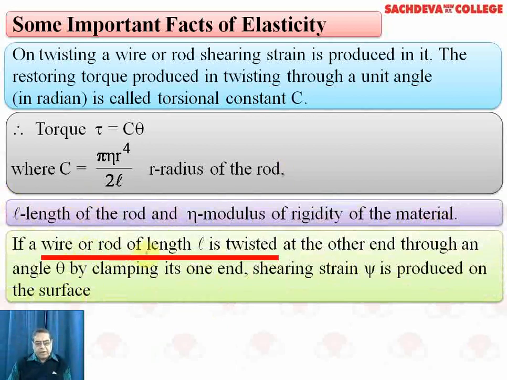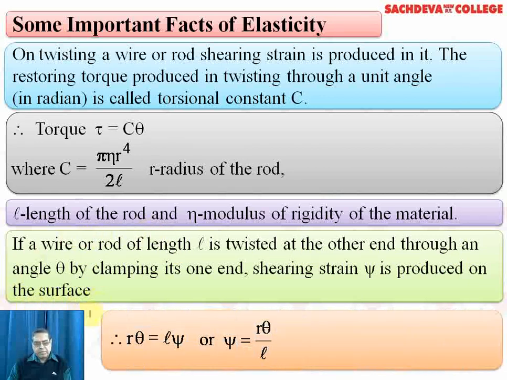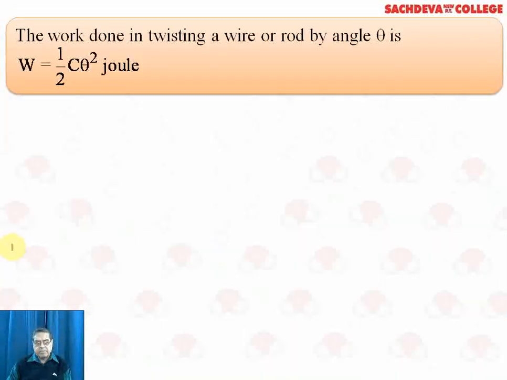If a wire or a rod of length L is twisted at the other end through angle theta by clamping its one end, the shearing strain will be given by psi. It is produced on the surface. R theta is given by L psi, or psi will be R theta by L. This is all when the wire or the rod is twisted.